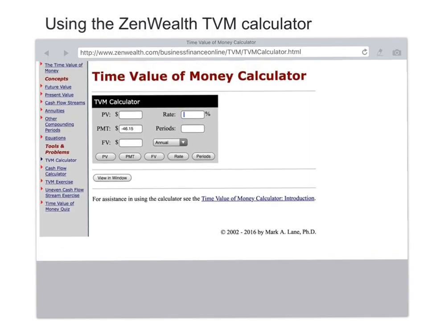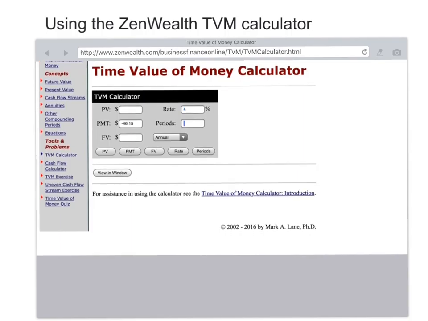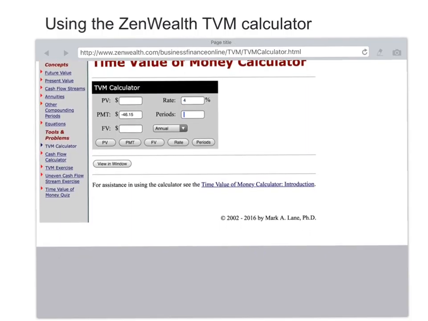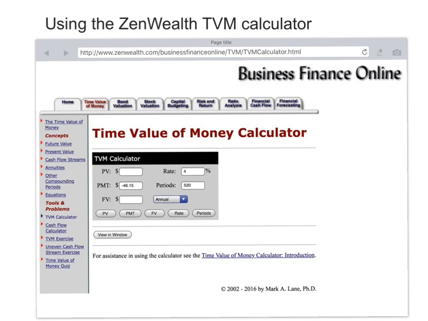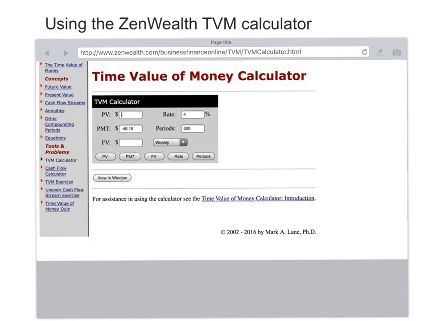The interest rate that we said we were going to use was 4%. And we were going to use 10 years, and it's weekly, so 10 years times 52 weeks is going to be 520. I don't know my future value, that's what I'll be looking for. I do need to make sure that I have weekly selected here. And the present value is, right now I'm starting with nothing. These are payments I'm going to be making every week for the next 10 years. So in order to figure out the future value, all I need to do is hit the FV button, and that will calculate my future value for me.